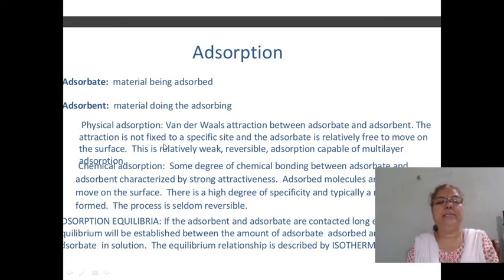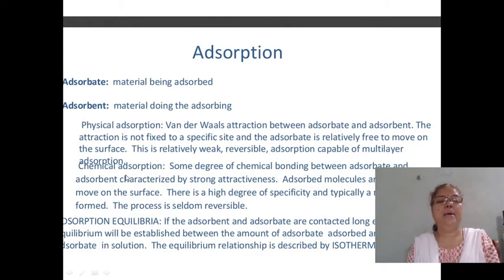The attraction is not fixed to a specific site, and the adsorbate is relatively free to move on the surface. This is relatively weak, reversible adsorption capable of multilayer adsorption. That means physical adsorption is not specific, it is reversible. There are relatively weak forces between adsorbate and adsorbent, and multi-layer adsorption takes place.